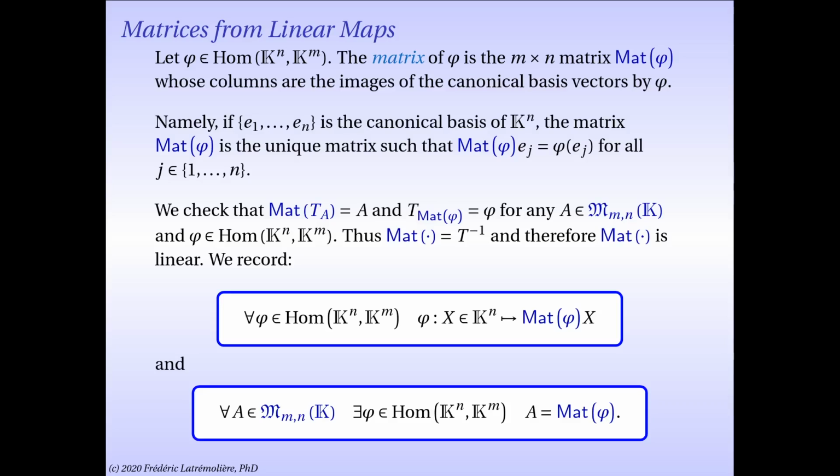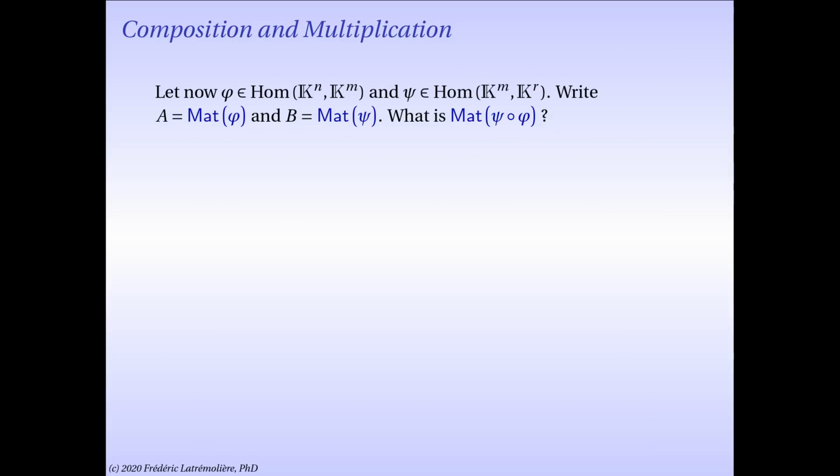Now, there is an operation on functions with appropriate domains and codomains, namely composition. We use the idea of transport of structure to define an operation on matrices which will make the map mat a morphism between composition and this new operation.